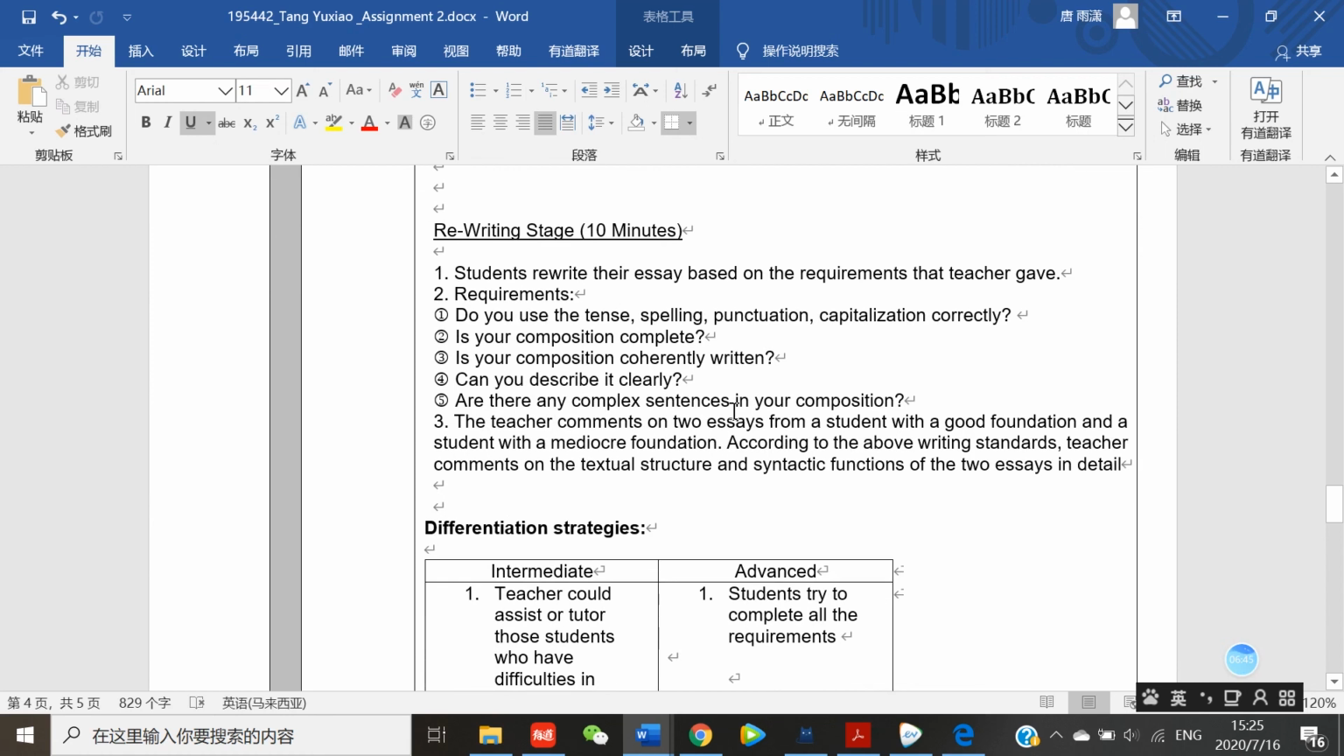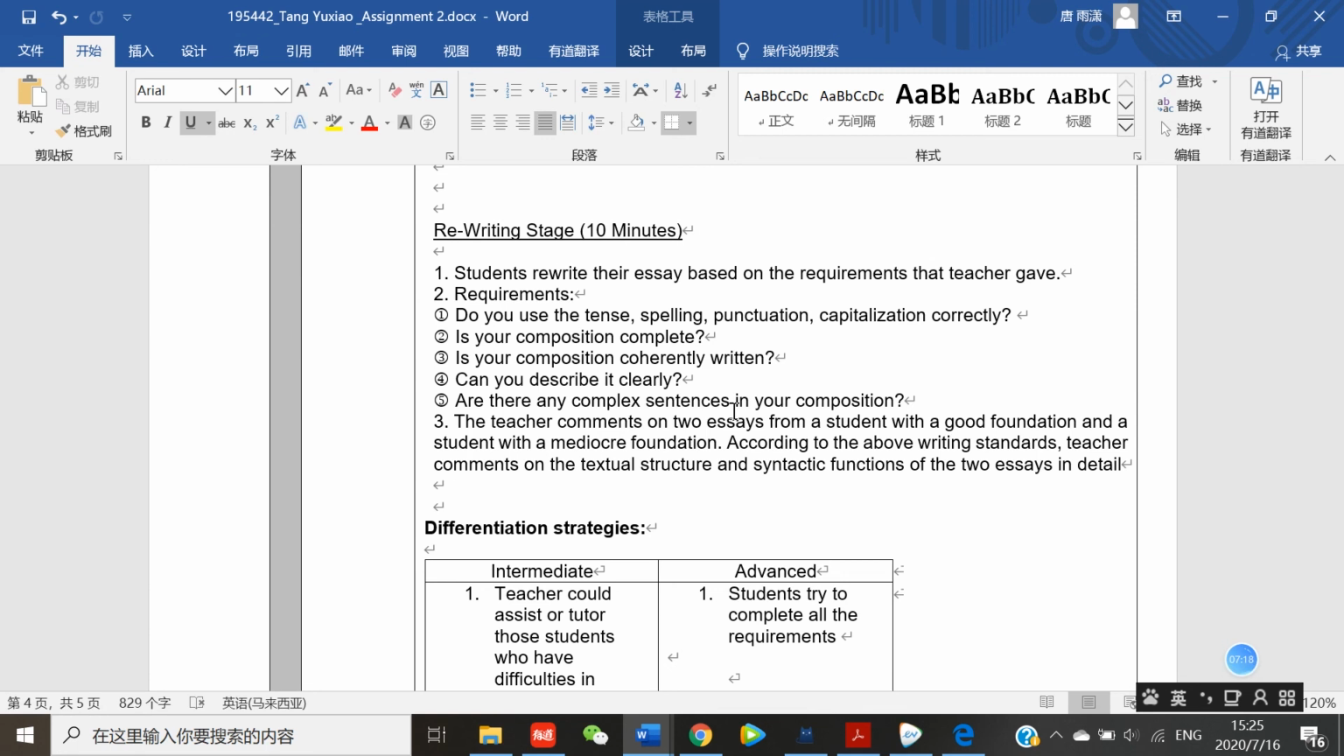Here is the rewriting stage. It takes about 10 minutes to complete. After students write their essays, there must be a lot of problems, like it is not fluent, or the grammar is wrong. So I list the requirements for them to self-check.